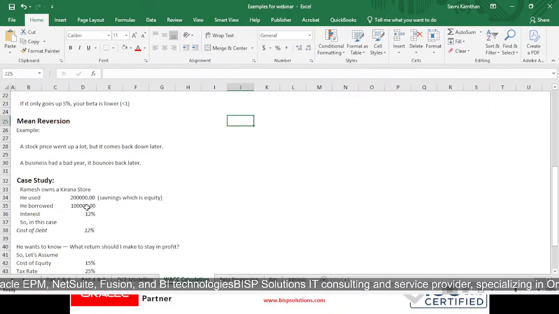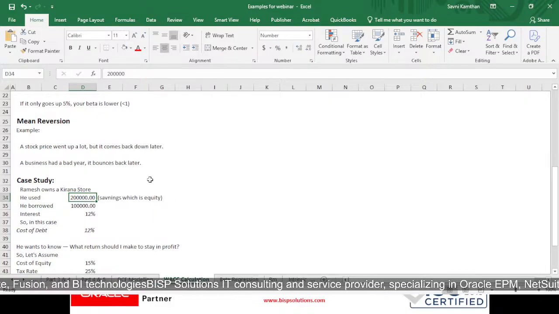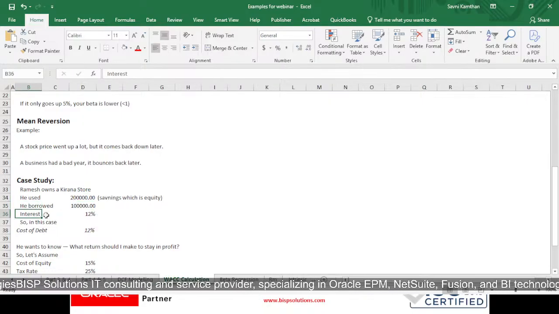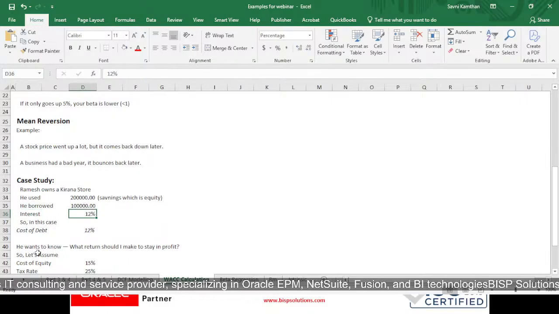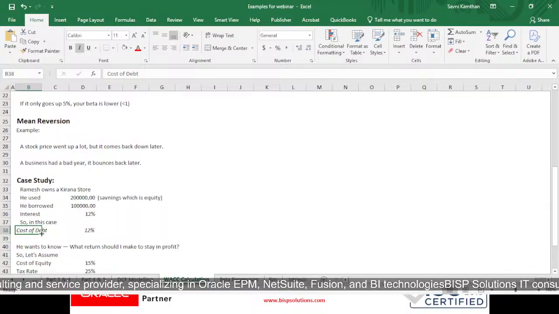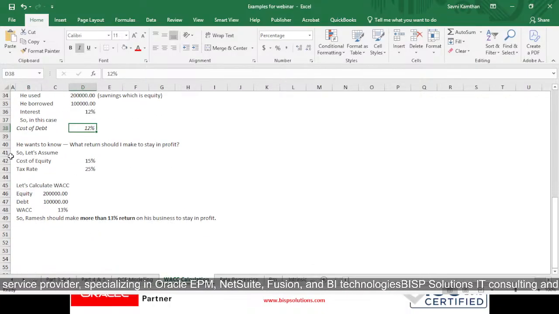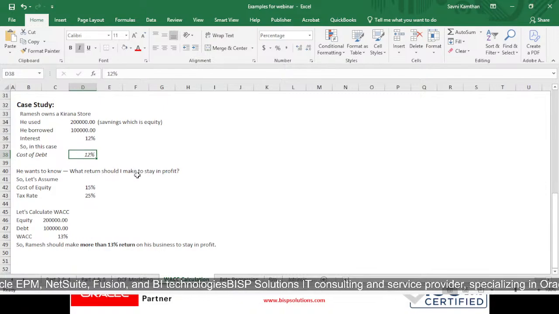So Ramesh owns a kirana store and he used 2 lakh rupees of savings, which is the equity for us, right? Then he borrowed 1 lakh rupees from the bank, and on that 1 lakh rupees he is paying 12% interest rate. So in this case our cost of debt is 12%, right? Then he wants to know what return should I make to stay in profit, right? So let's assume cost of equity is 15%.